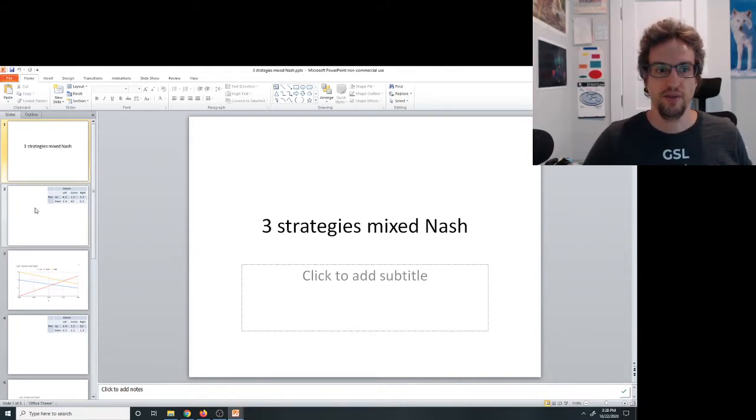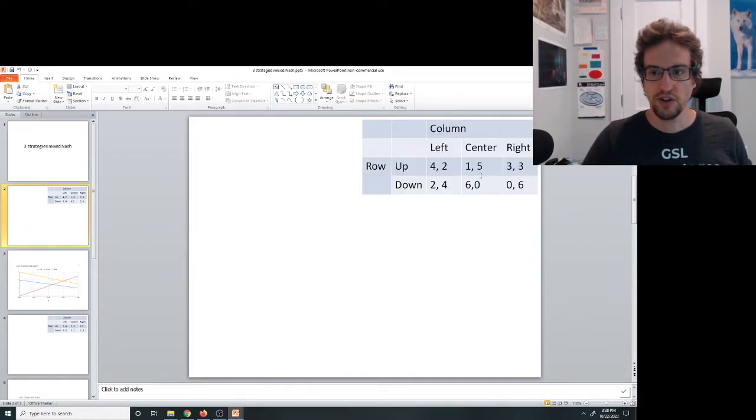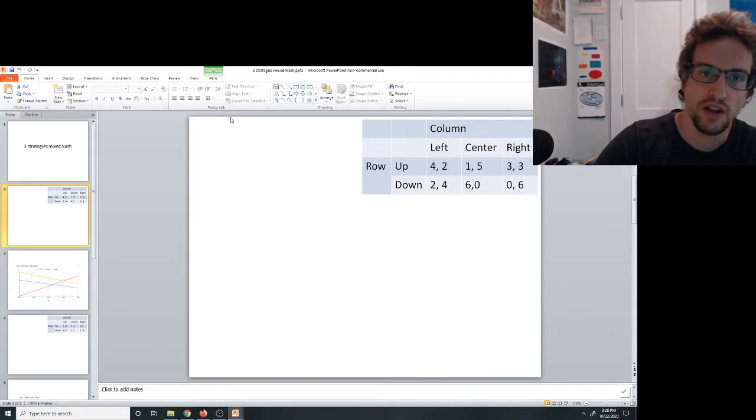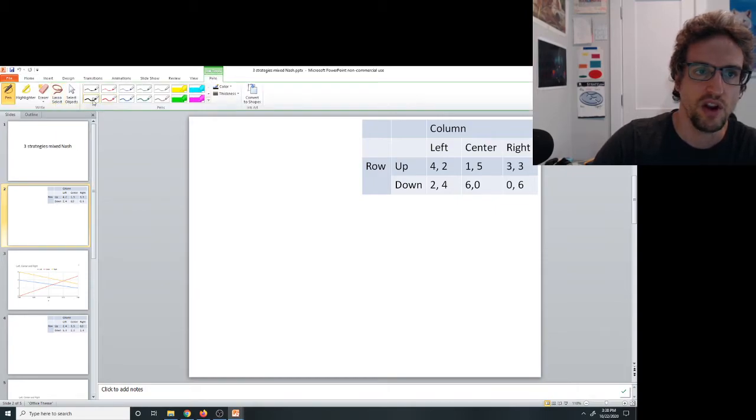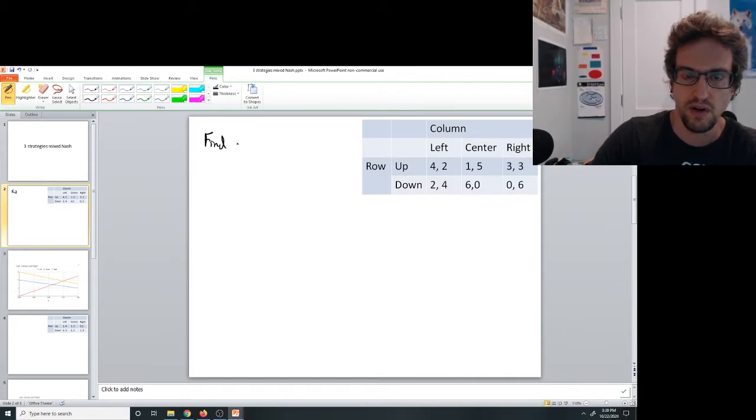All right, so let me explain how you do it. Here's our first graph. Column can go left, center, right. Row can go up and down. So you want to start the same way you normally would, but by finding the mixture for the person who's got two. We want to have the P mix here. So P equals percent up, and 1 minus P equals percent down, right?